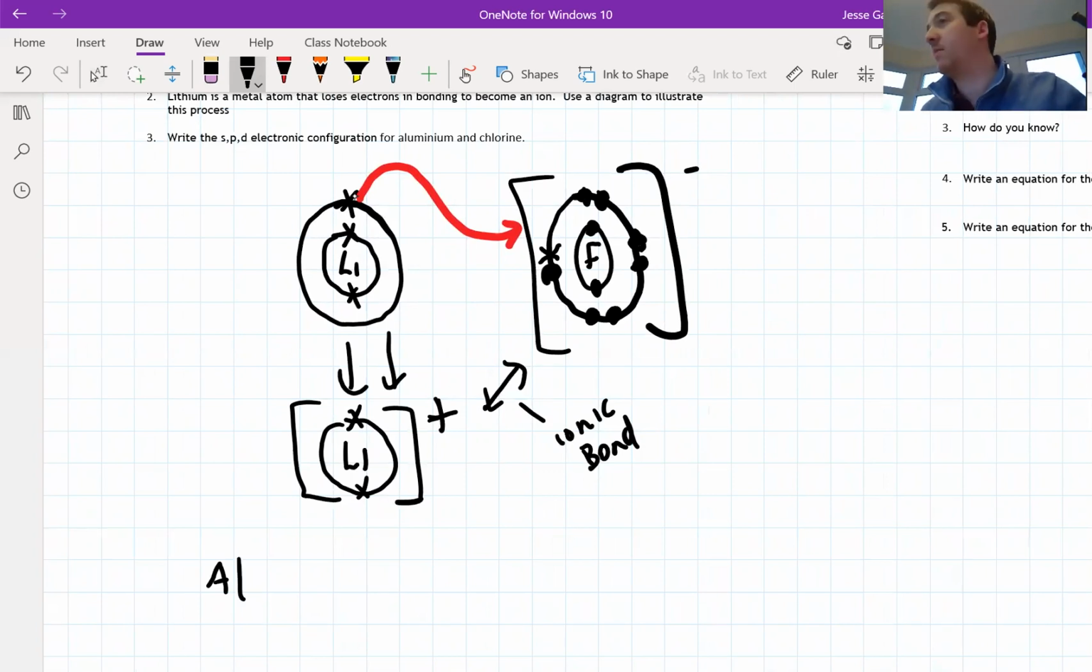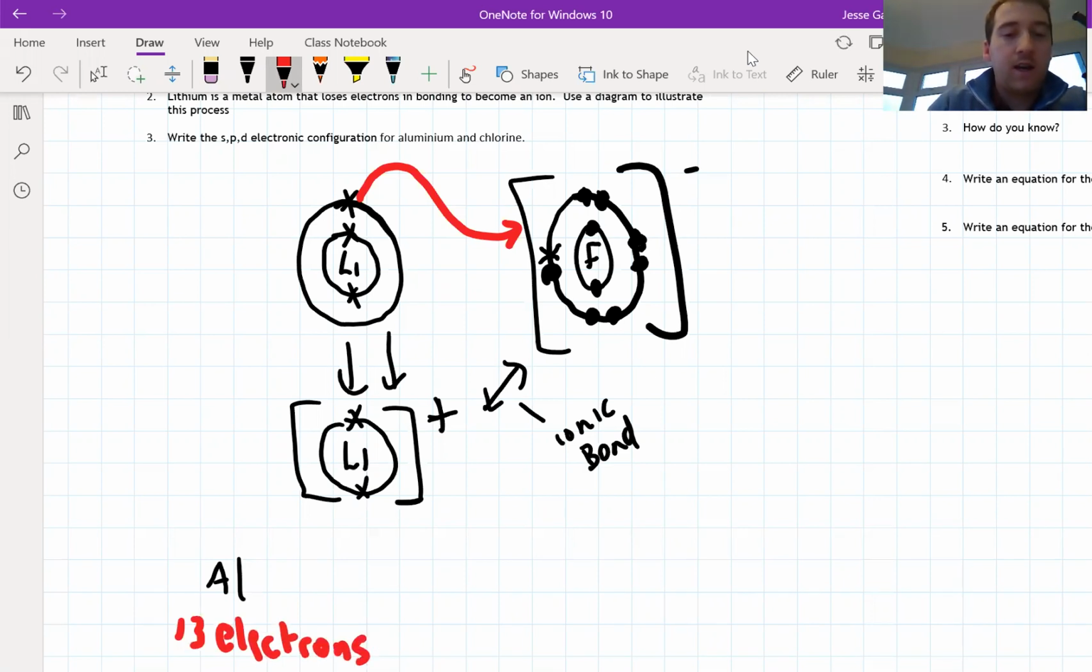Aluminium, if I just grab my periodic table, I'll just have to pause the video and get it. Aluminium has an atomic number of 13. That means it's got 13 electrons. So aluminium has 13 electrons. That means it has an electronic configuration that goes like this.